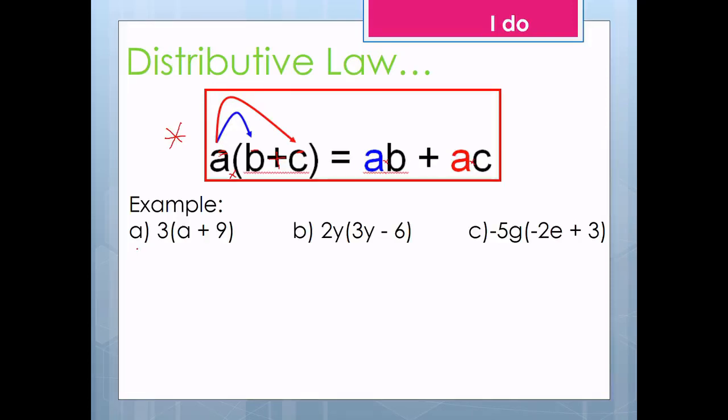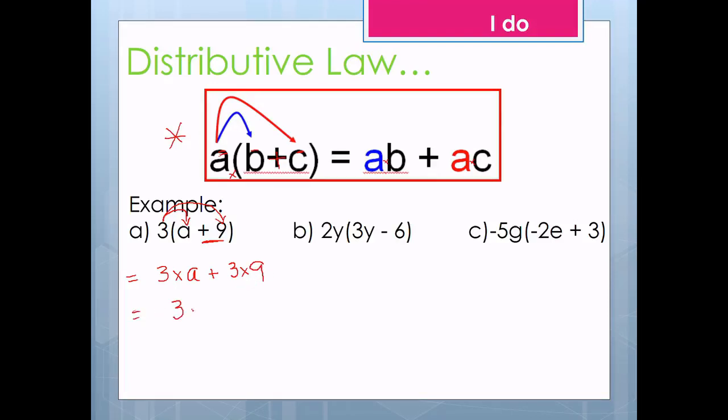Let's take a look at some examples. It might make a little bit more sense. So let's take a look at the first one. 3 times A plus 9. I multiply the 3 on the outside by the A, the first term inside the brackets. So I'm going to write down 3 times A. I then multiply 3 by the second term inside the brackets. And now this is where it gets a little bit tricky because I'm actually going to keep the sign with the number. So that's plus 3 times positive 9.